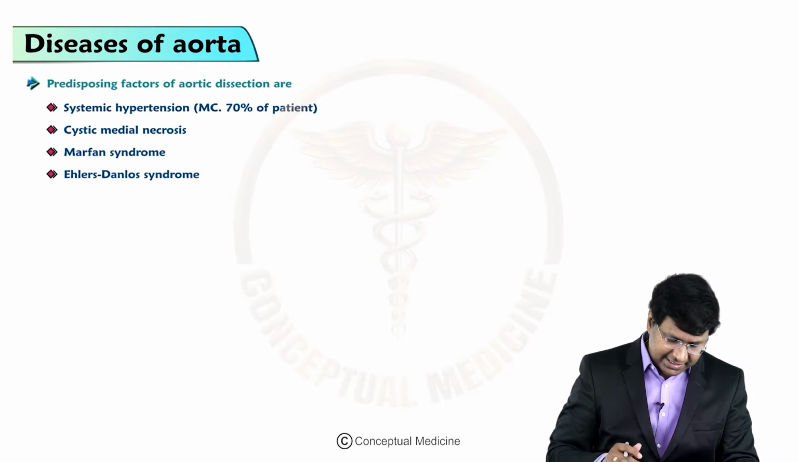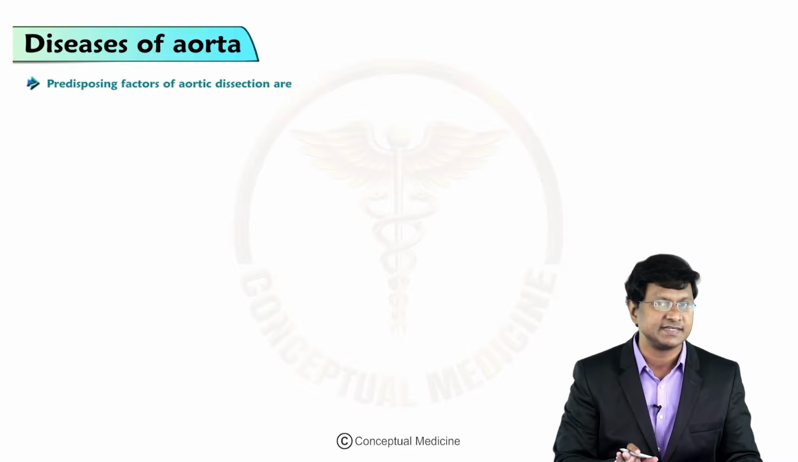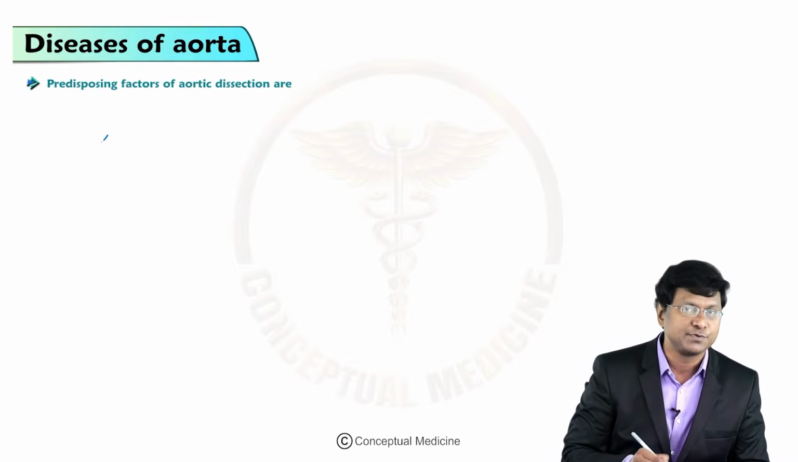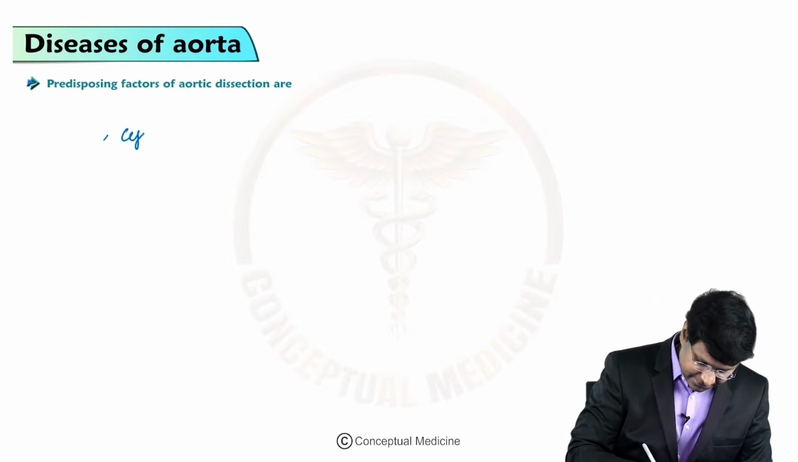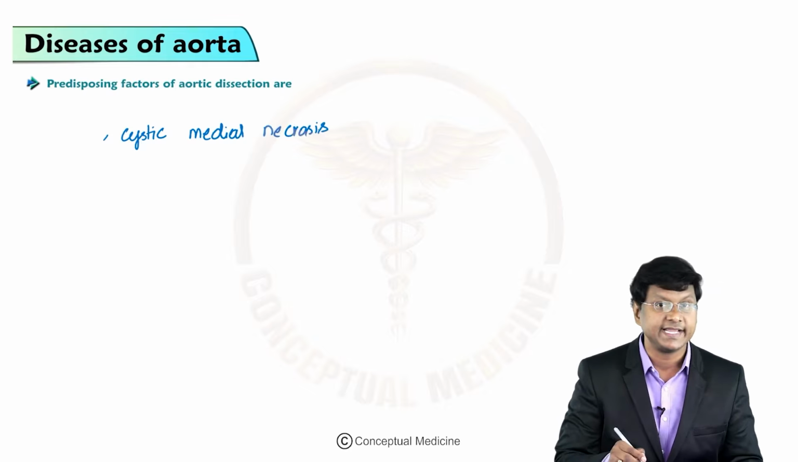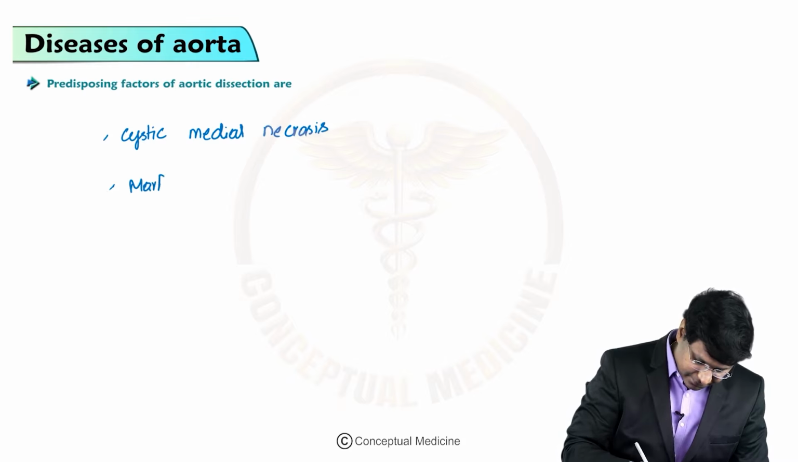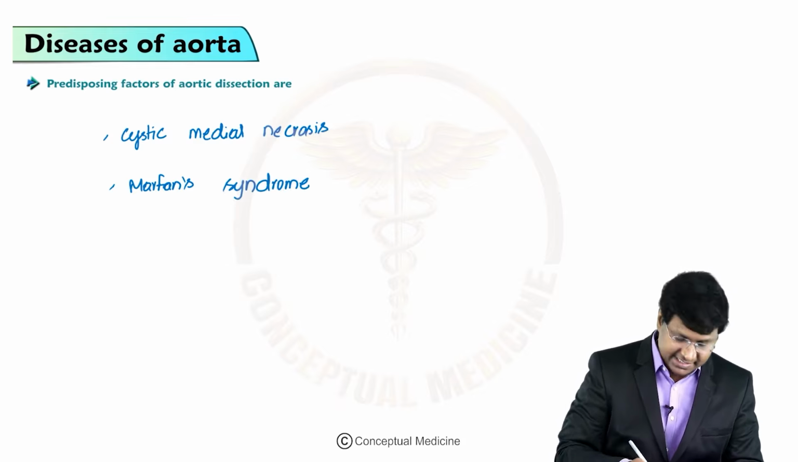Now, what are the other predisposing factors? One of the very important predisposing factors is systemic hypertension. The other predisposing factors include cystic medial necrosis, second, Marfan syndrome, then followed by that, Ehlers-Danlos syndrome.